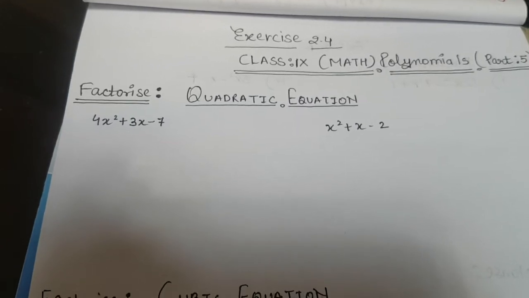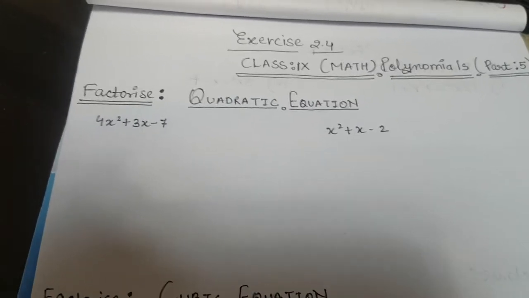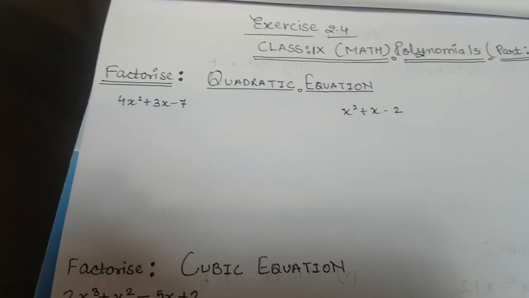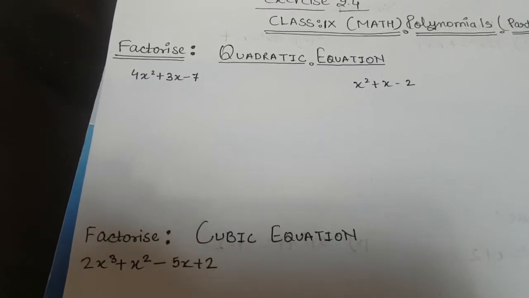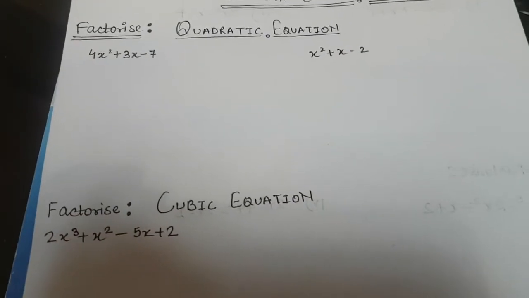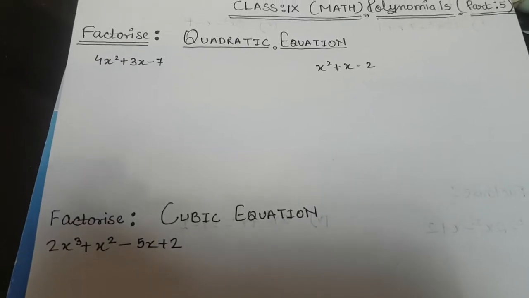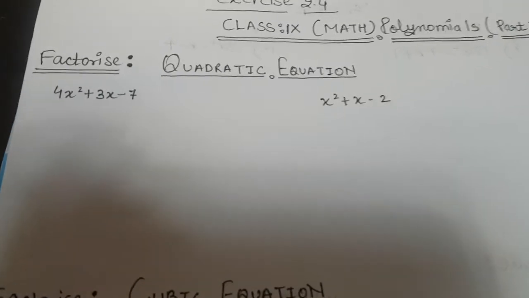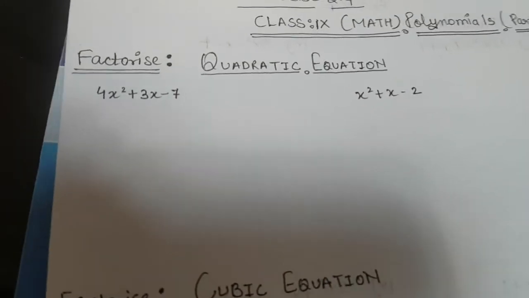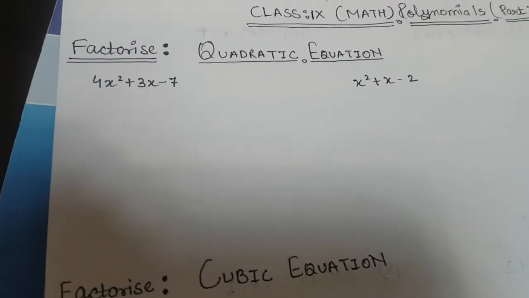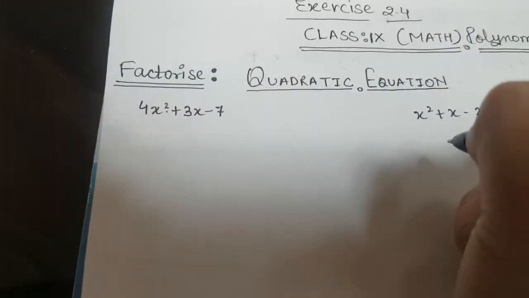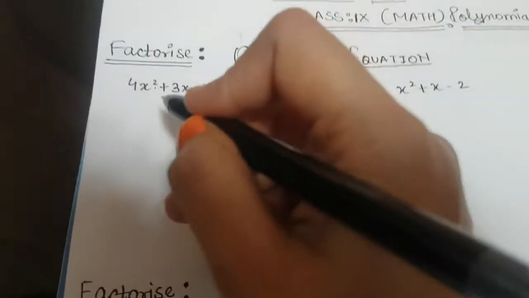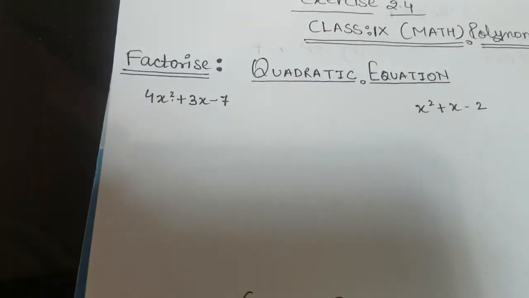We did 3 questions of exercise 2.4 in part 4. Now we will do the rest 2 questions, and these questions are related to factorization of quadratic equations and factorization of cubic equations. So how to factorize a quadratic equation? Factorize means to find the factors of the quadratic equation. Because in a quadratic equation the highest degree is 2, every quadratic equation has 2 factors. So how to find the factors, how to factorize the quadratic equation?